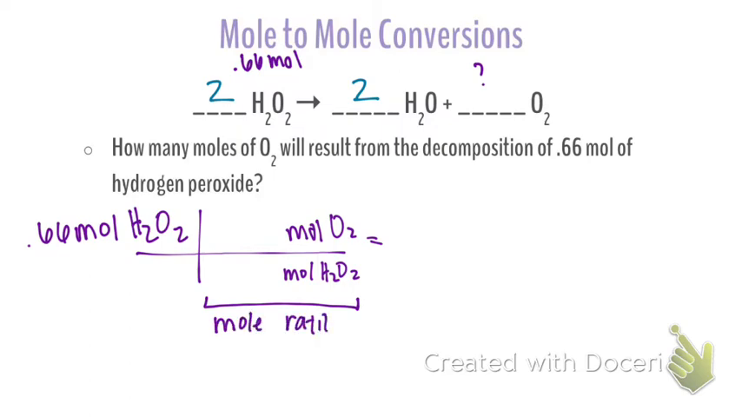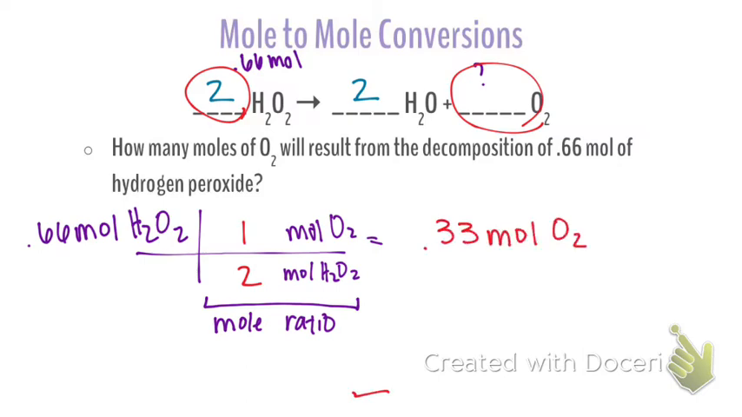Mole ratio step. Okay, so there's my mole ratio. I'm going to pull the numbers directly from my equation. So H2O2 is going to get a 2, and O2 is going to get a 1, because those are the coefficients that sit right in front of them in the chemical reaction. So that gives me 0.33 moles of O2.